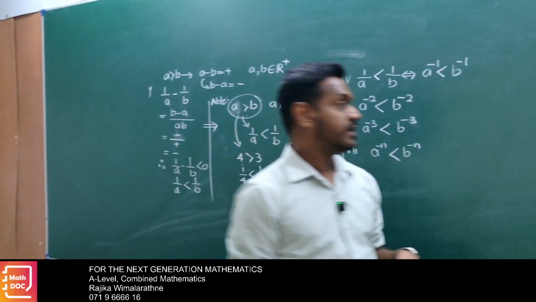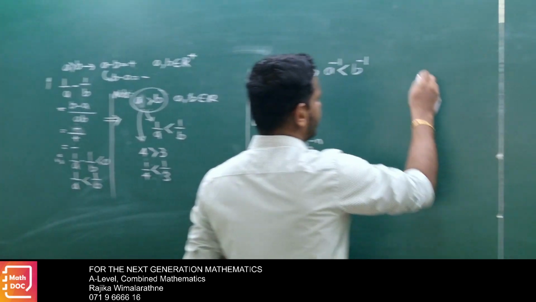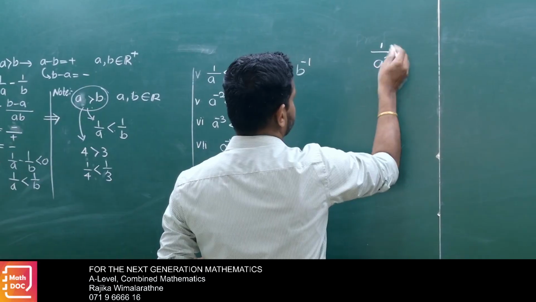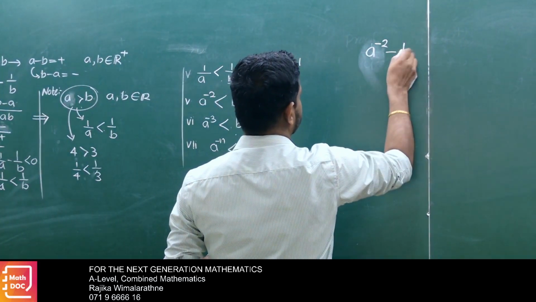Okay, now you better do with me. Let's move to these three cases. Consider 1 over a squared. Consider a to the power minus 2 minus b to the power minus 2.